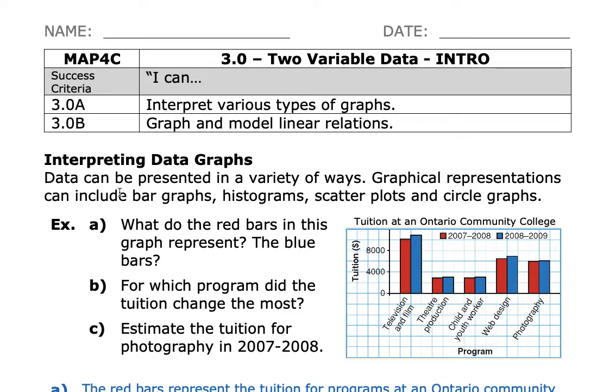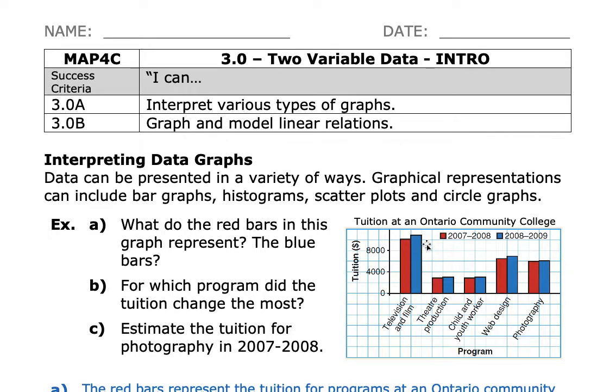So interpreting graphs. Data can be presented in a variety of ways. Graphical representations can include bar graphs, histograms, scatter plots, and circle graphs. What we first see here in this example is a bar graph, but it's a double bar graph. We can tell this because we are comparing the years 2007 to 2008, as well as 2008 to 2009. These bars are given in pairs so that we can see the increase in tuition for a community college based on various programs. So what do the red bars in this graph represent?